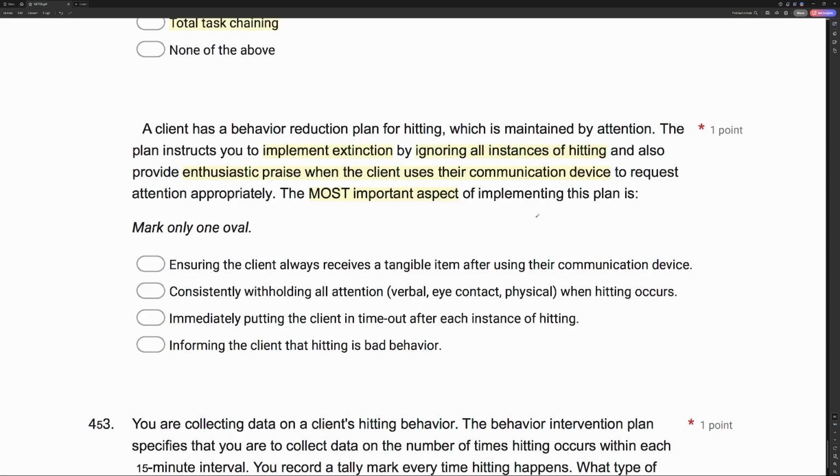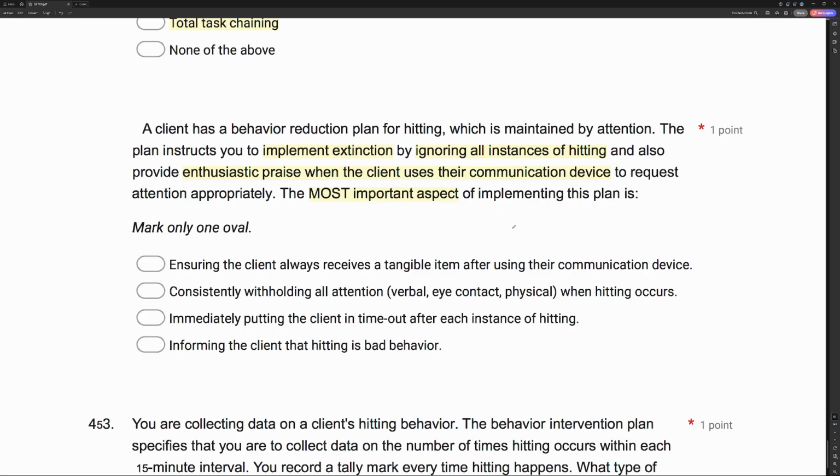Extinction is number one. When you have an extinction procedure, it is the number one priority to implement extinction 100% of the time or as close to as possible. If we are not consistent with extinction, it can only make things worse. So if you have extinction written into a plan, the most important thing of that plan is going to be extinction, other than obviously doing no harm and keeping the client safe.